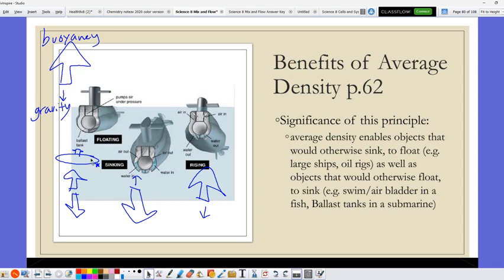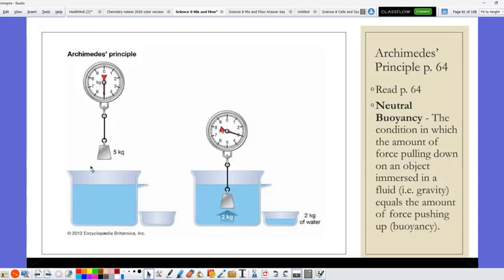But if you want to be right here, in the middle, you'd want the force of gravity pulling down and the force of buoyancy pushing up to be balanced. And here we have this object, 5 kilograms, 5 Newton force, but as soon as you put it in water, you're only recording 3 Newtons. That's because the water is pushing up with 2 Newtons.